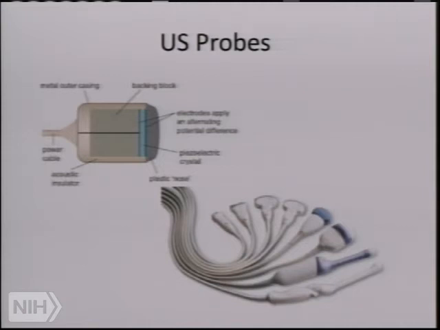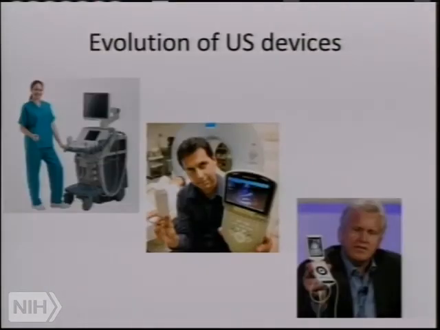And these probes come in all shapes and sizes. For little small organs, like the thyroid, you pick a little small probe. For the abdomen, you pick a big probe. There are intercavitary probes like transrectal or transvaginal probes for specialty use.